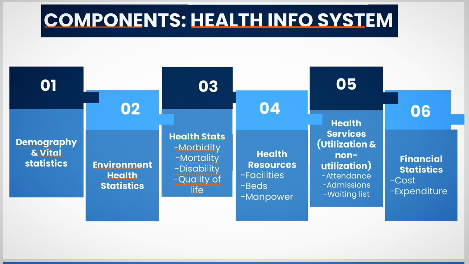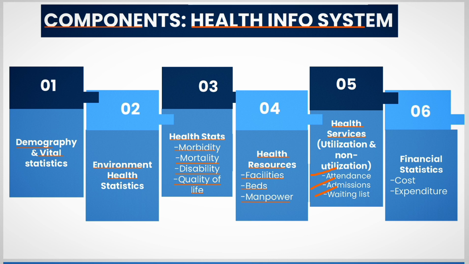The fourth component is the health resources, in which the health information system should also gather information about the health facilities available, the beds available in those health facilities, and the health manpower available in those health facilities. Another component is the utilization and non-utilization of health services, means attendance of patients in any OPD or IPD of any health facility, the number of admissions, and the waiting list, the waiting time in any health facilities.